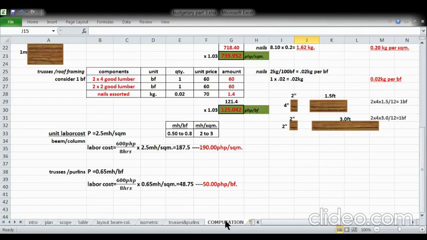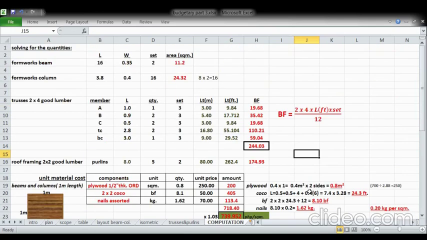Let us go now to the computation. Going to solve for the quantities. Form works of beam, so the length. The form works length is 16.